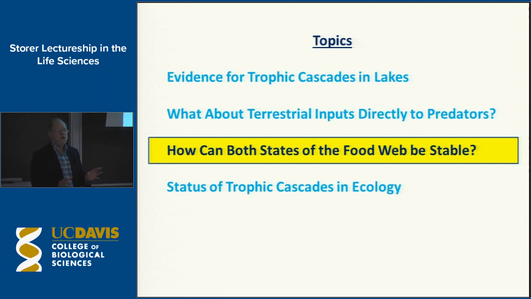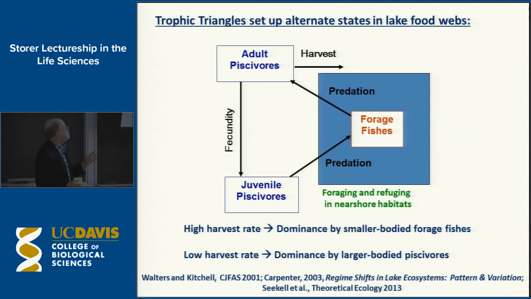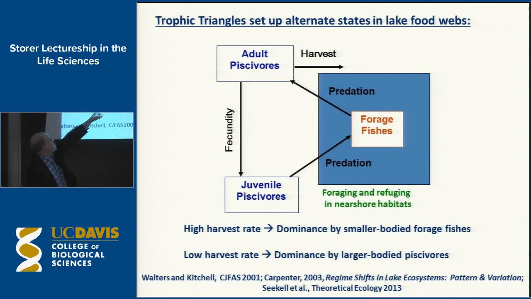Another complication that I want to talk about for a few minutes is alternate states and stability of alternate states of the food web of lakes. In the lakes that I work on, and I suspect in a lot of other pelagic ecosystems, trophic triangles set up alternate states of lake food webs. A trophic triangle occurs when you have some forage fish that is able to eat the juveniles of a piscivorous fish, but the forage fish is itself consumed by the adult piscivores. And the adult piscivores are subject to harvest.